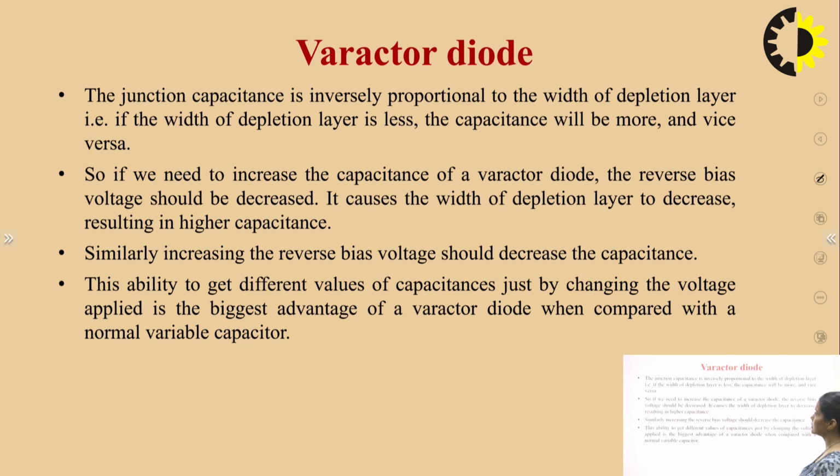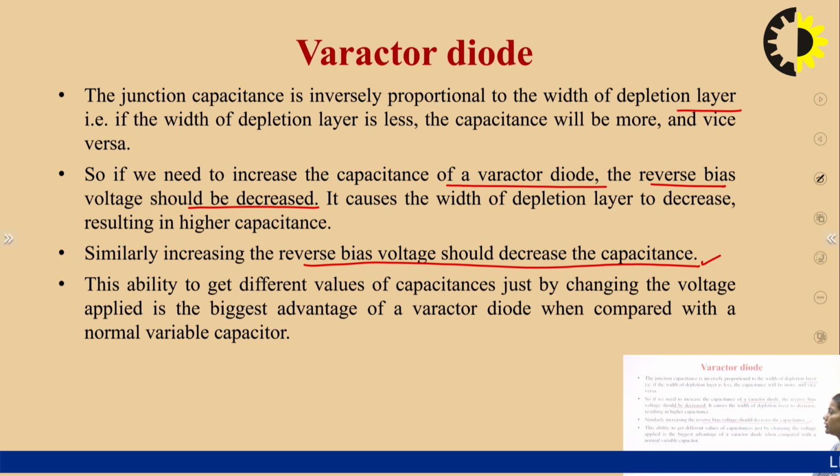The junction capacitance is inversely proportional to the width of the depletion region, as we know that if the width of the depletion layer is less, the capacitance will be more, and vice versa. So if we need to increase the capacitance of the varactor diode, the reverse bias voltage should be decreased. It causes the width of the depletion layer to decrease, resulting in higher capacitance. Similarly, increasing the reverse bias voltage should decrease the capacitance.